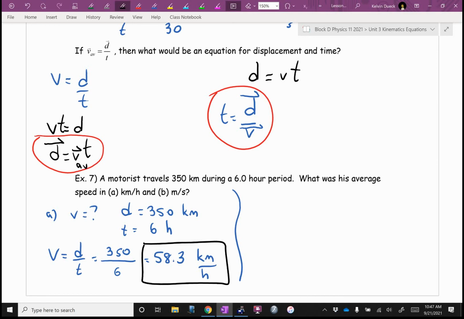B. What's B want me to find? Average speed. Didn't we just find average speed? What's the difference between B and A? What does part B want me to find it in?